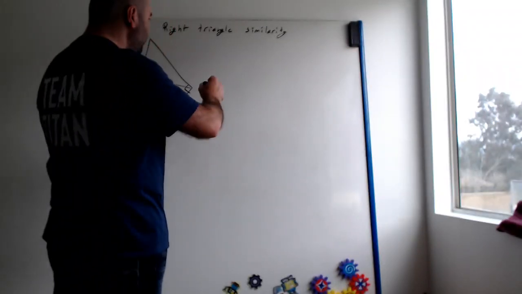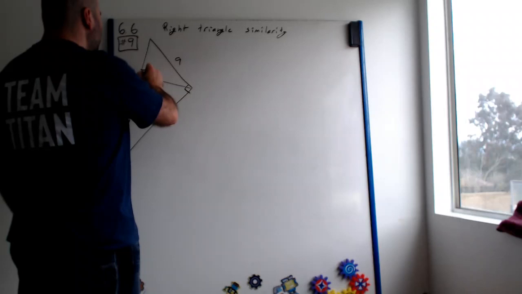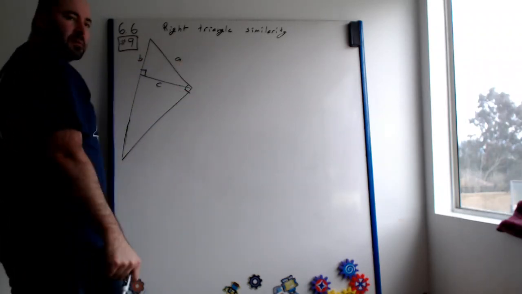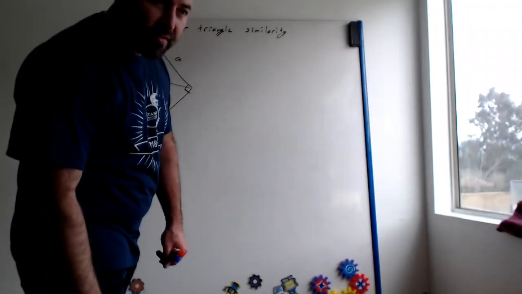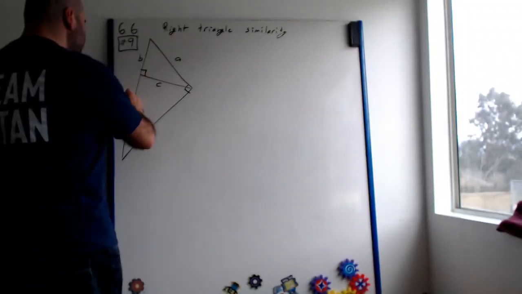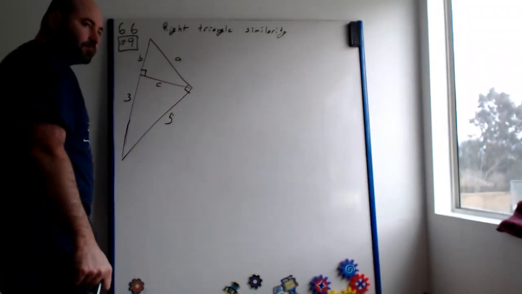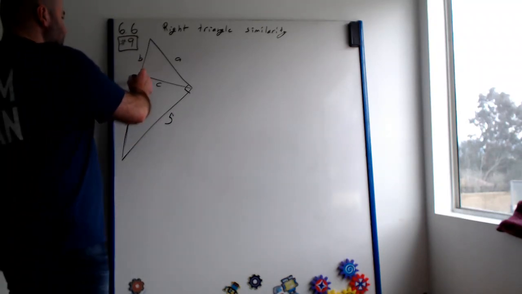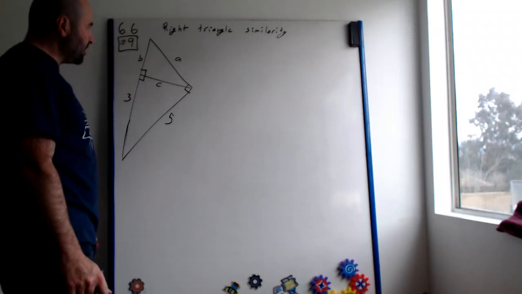And we have A, B, C, 3, and 5. Okay. So that's the right triangle or right angle, so it's that one.